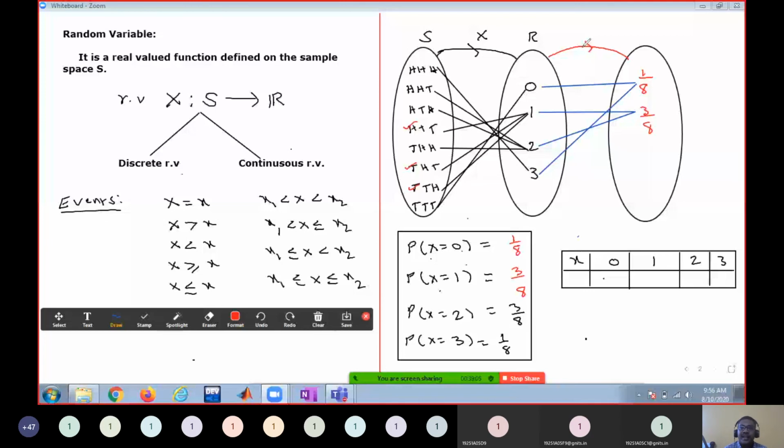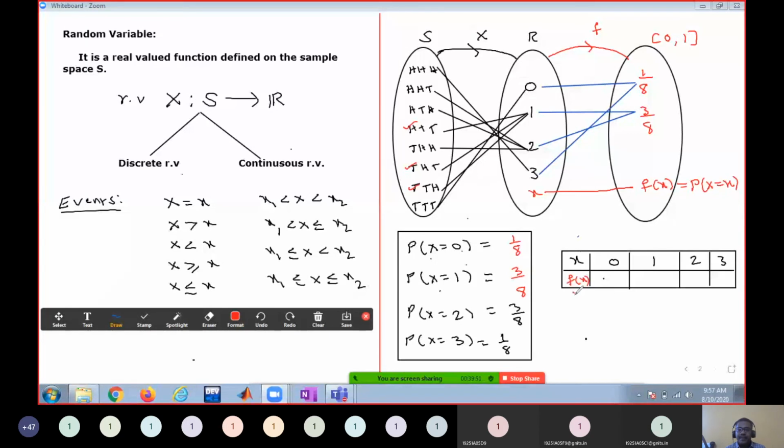let me call it F. If you have an X value, you are mapping it to F of X. F of X is the image. What is F of X? That is nothing but the probability that the random variable X takes the value x. F of X gives the probability that the random variable is taking the value x.